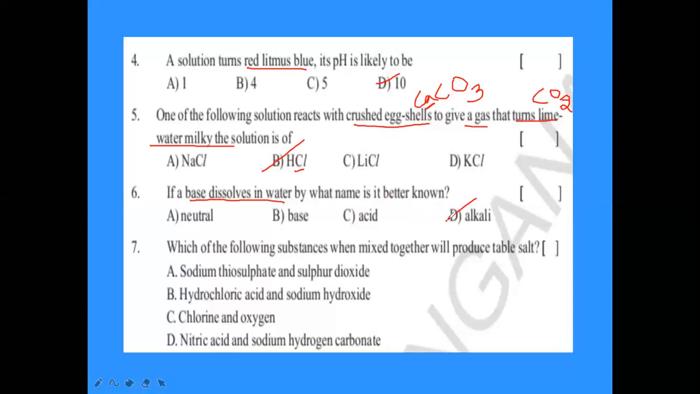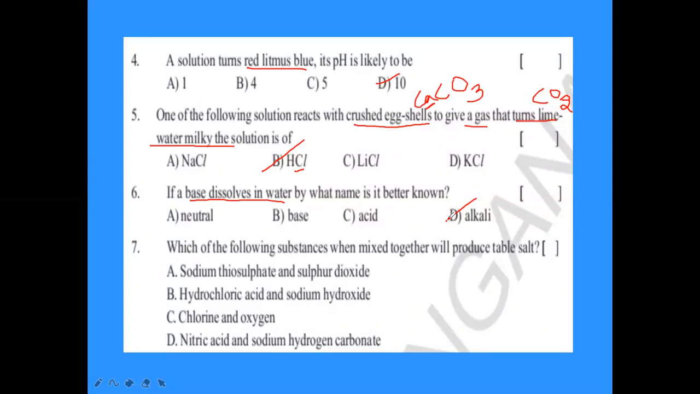Okay. Example, you take NaOH. NaOH base dissolves in water, so we can say NaOH is an alkali. But Zn(OH)2, zinc hydroxide, does not dissolve in water. It is a base only. Zinc hydroxide is a base, but it is not soluble in water. Therefore, it is called only a base. We cannot say it is an alkali. Alkali means the base should be soluble.